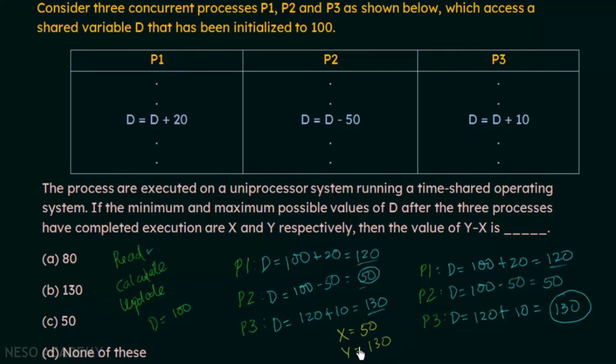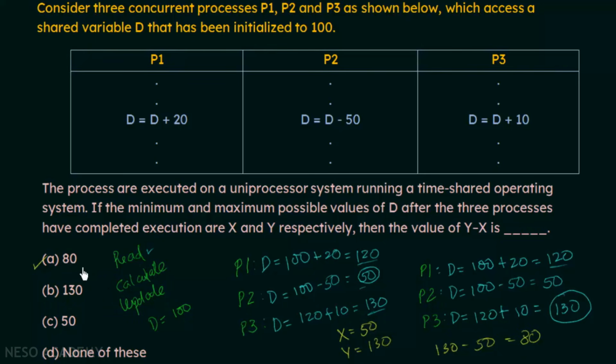Now we have the values of X and Y, and our question was to find out what is Y minus X. So what is Y minus X? 130 minus 50, which is equal to 80. This is our answer. And do we have it in the question? Yes, option A is 80.